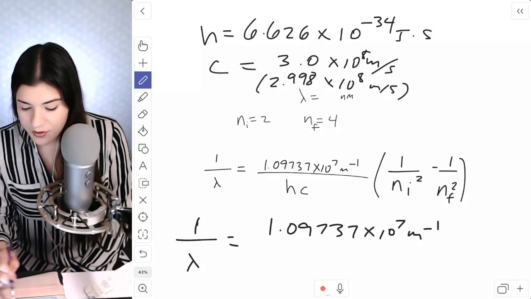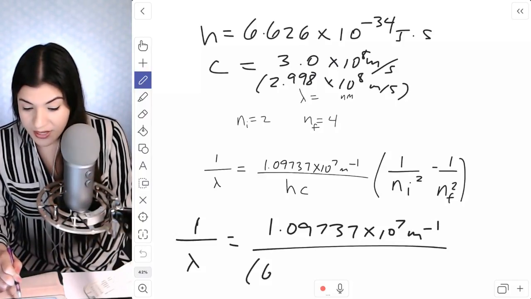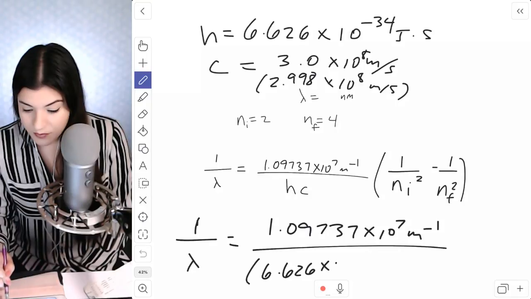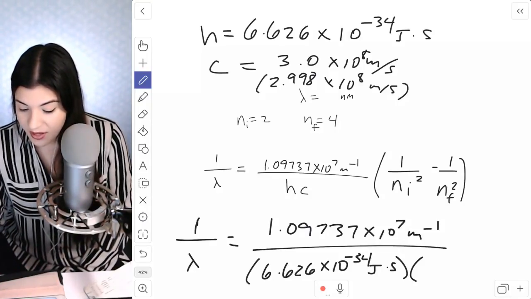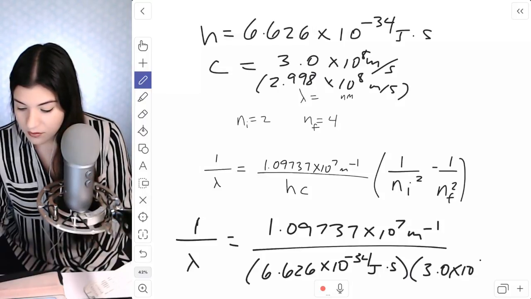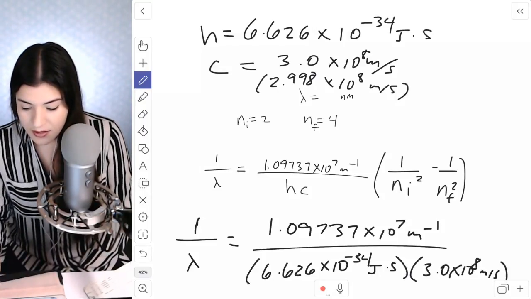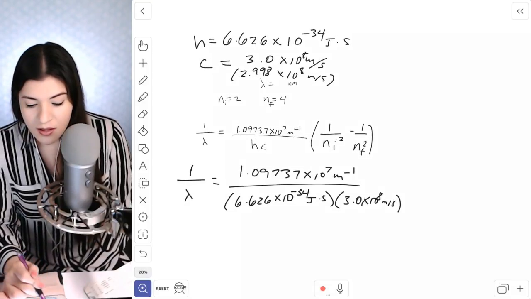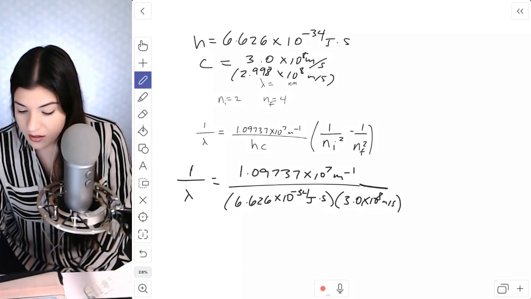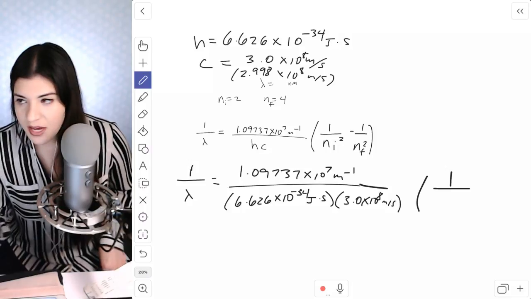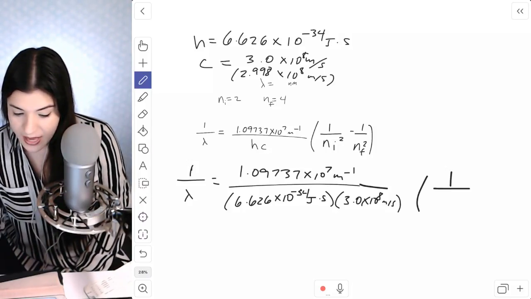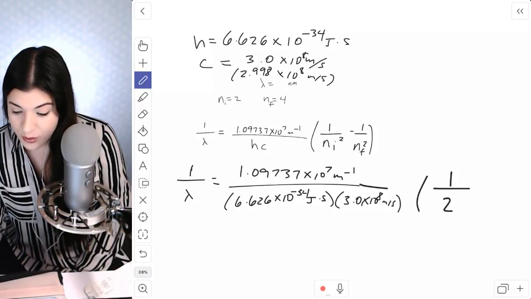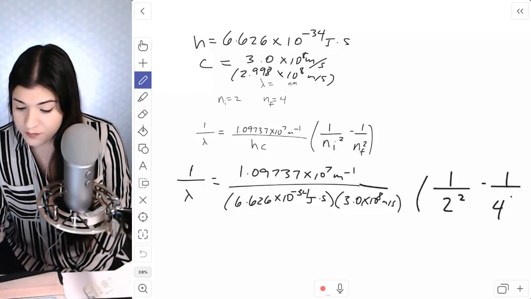So I'm just going to set this up for you guys. So this is times Planck's constant, joules times seconds. I'm going to multiply that by the speed of light. All right, and then now I'm going to bring in the n that was provided. This is really just the energy level that the electron is going up to. So the initial would have been 2 squared minus 1 over 4 squared.